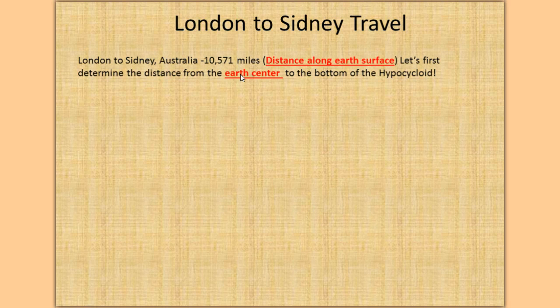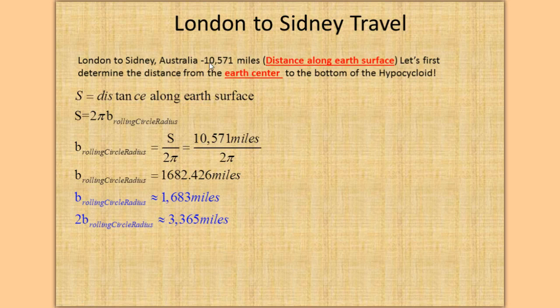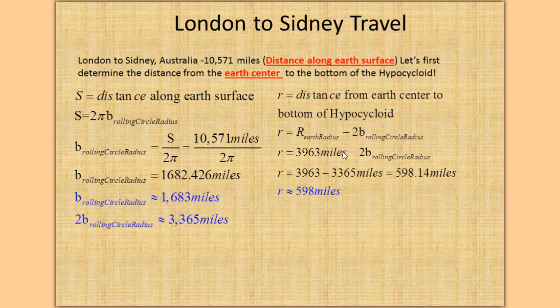Okay. And so we take 10,571 miles divided by 2 pi, gives 1682.42. We round that off to 1683. Multiply that by 2, we get 3,365. We subtract that from the radius, and we get R is equal to 598 miles from the center of the Earth to the bottom of the hypocycloid.